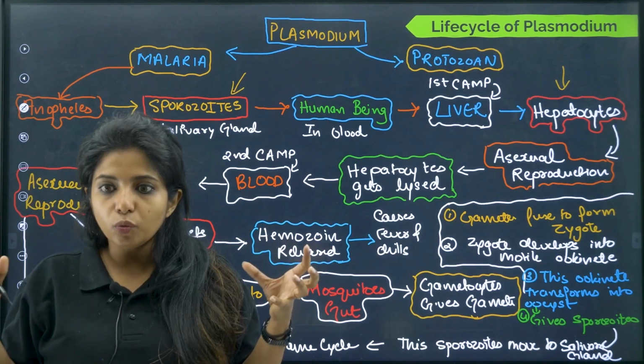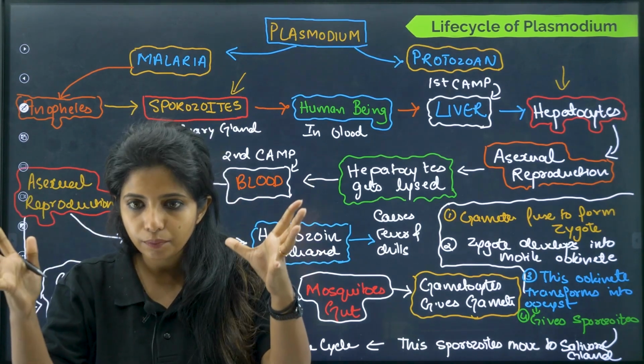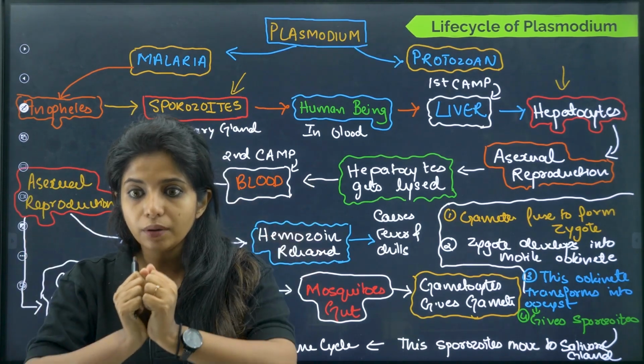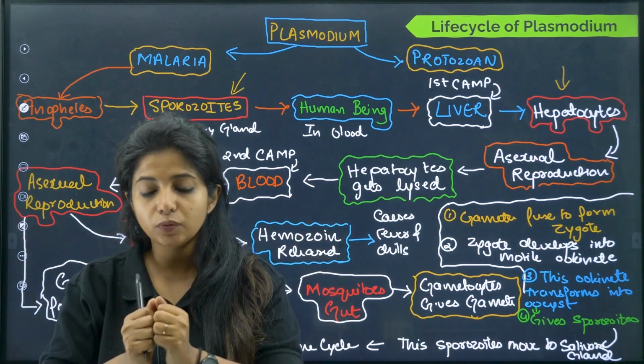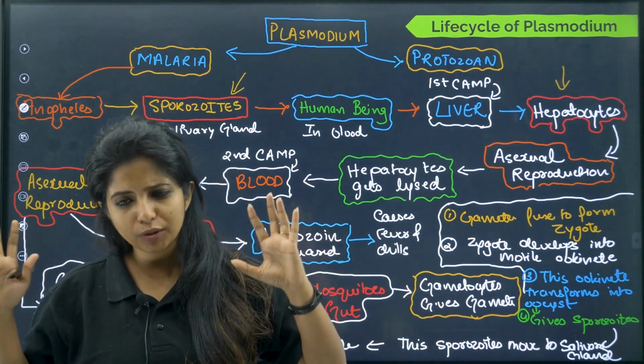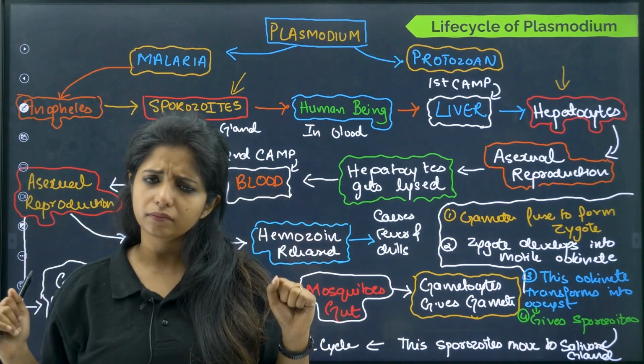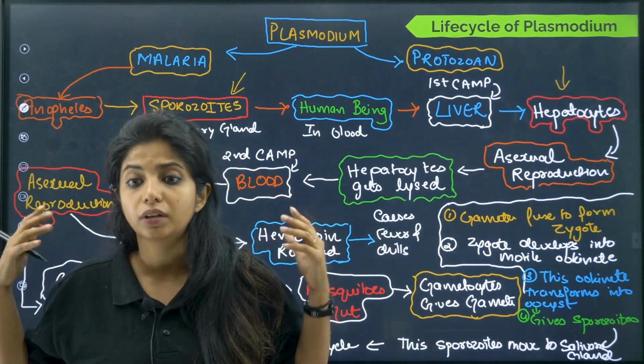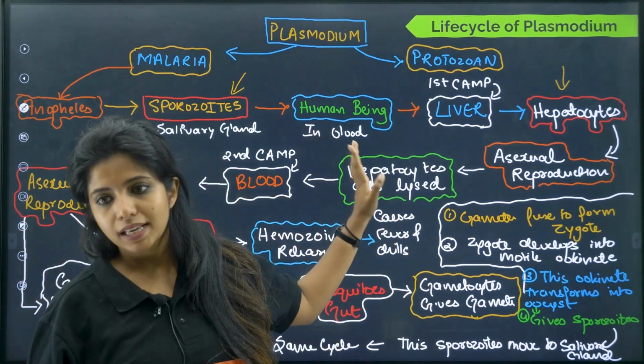Obviously, when the number becomes more, the hepatocytes will break open. The hepatocytes will break open, right? When they break open, all these sporozoites, or whatever stage it is, we call it sporozoite only for your understanding, they just get spread into the blood. So blood becomes their second camp.